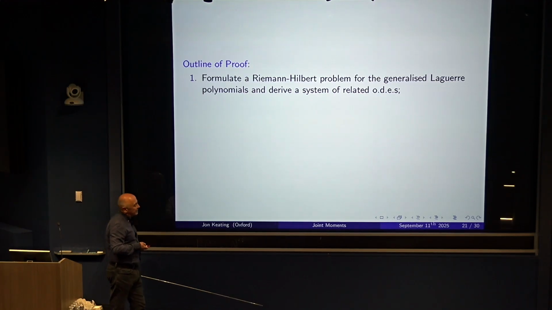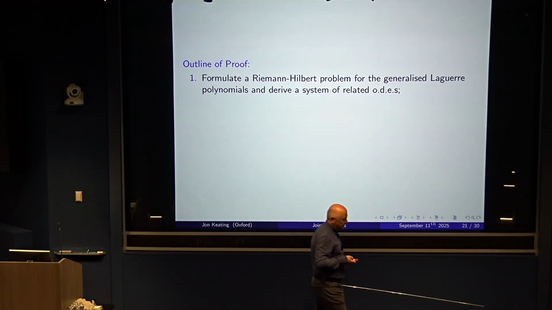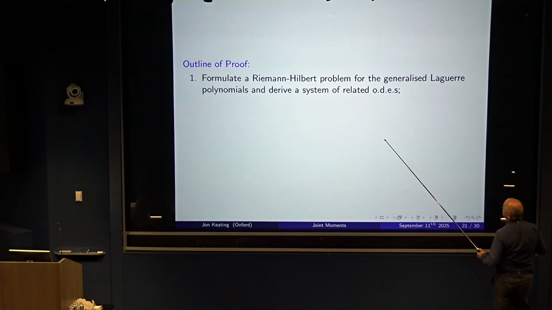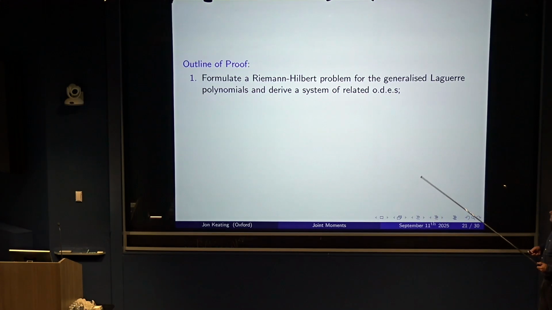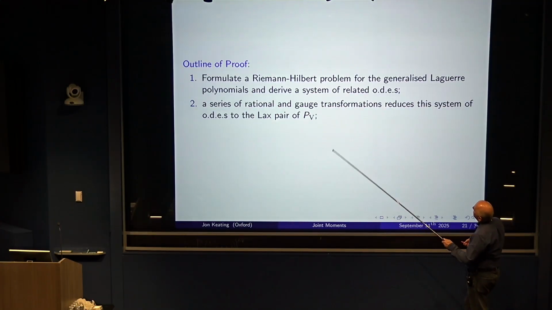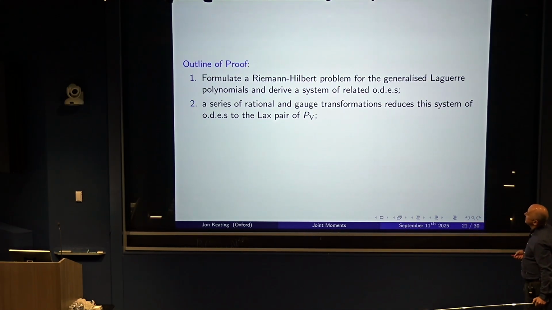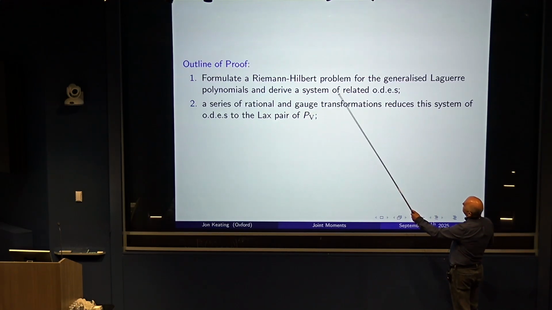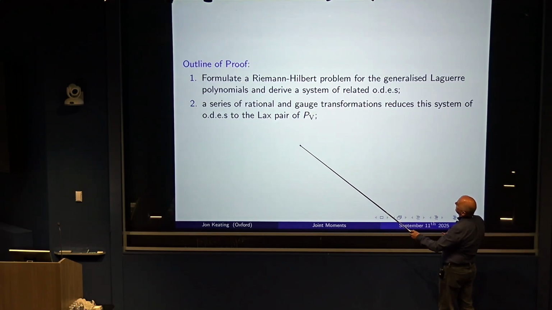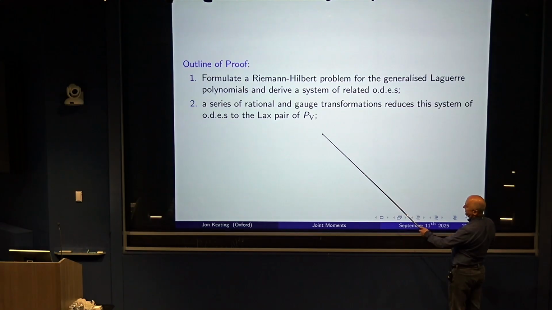Proof, I won't go through the proof. I don't think this is the right audience to go through this, but I'll just say a few words. The idea is to formulate this as a Riemann-Hilbert problem, and we have experts in the audience on Riemann-Hilbert problems. So the idea is to express this in terms of a sort of higher dimensional complex analytic problem. That leads you to a series of ODEs. And these ODEs that appear from expressing it as a Riemann-Hilbert problem, you make a series of transformations, and that simply reduces you to the Lax pair for Painlevé 5.